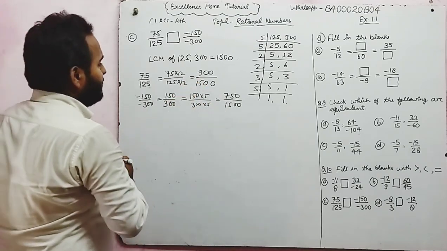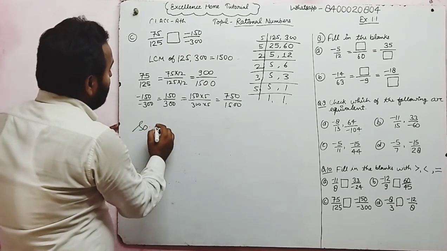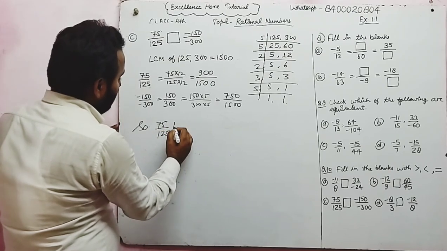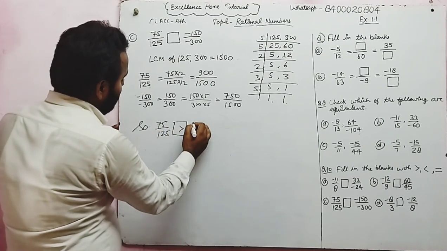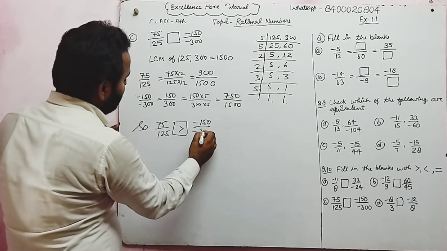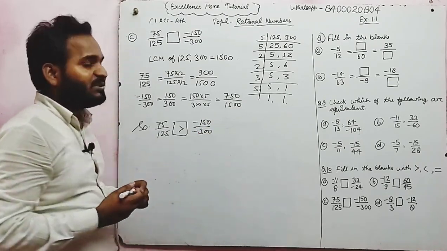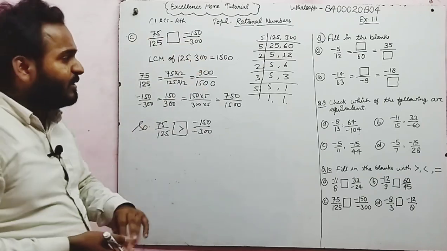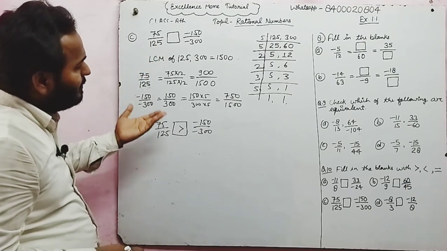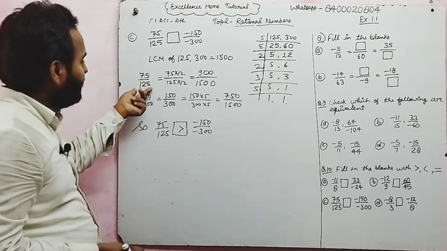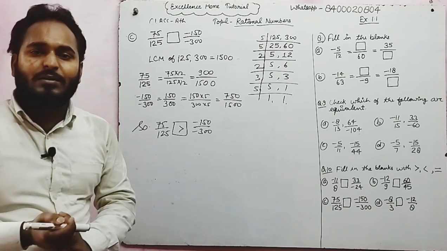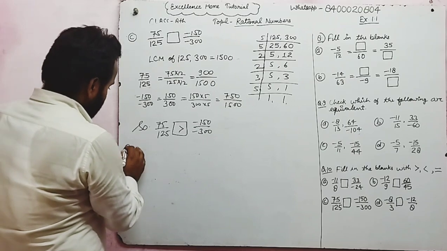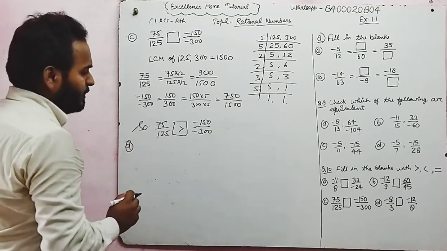Here 900 is greater than 750, so 75 upon 125 is greater than minus 150 upon minus 300. You can use this method by cancelling both the numerator and denominator. After this you can take the LCM, and after that you can make every denominator equal. After that compare these, and then you can use the equal or greater than sign.